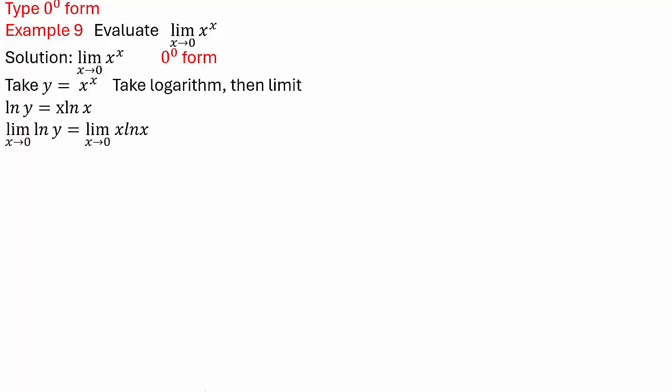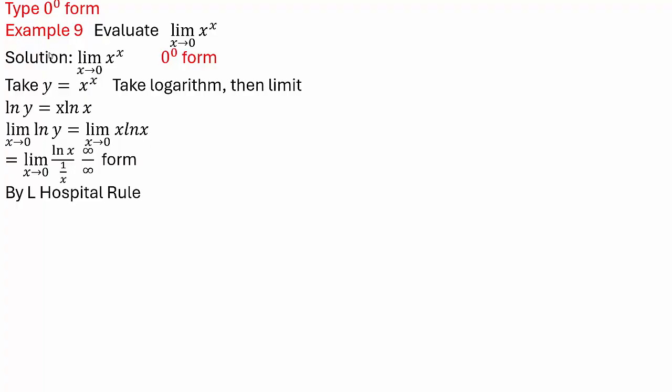Limit x tends to 0 of log of y equals limit x tends to 0 of x log of x, equals limit x tends to 0 of log of x divided by 1 by x. As x tends to 0, log of x tends to infinity, and 1 by x tends to infinity. Therefore, this is infinity by infinity form.